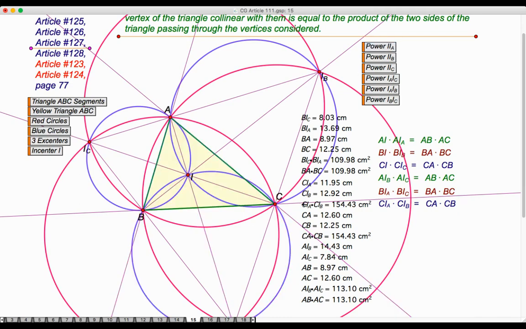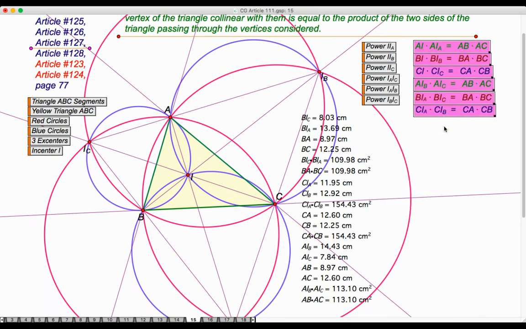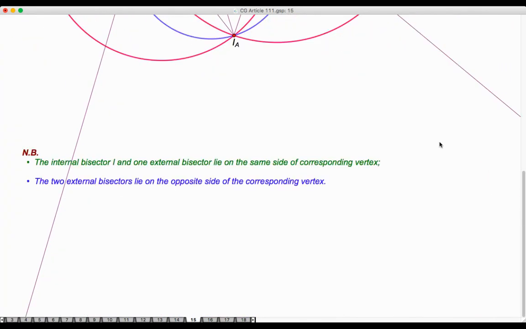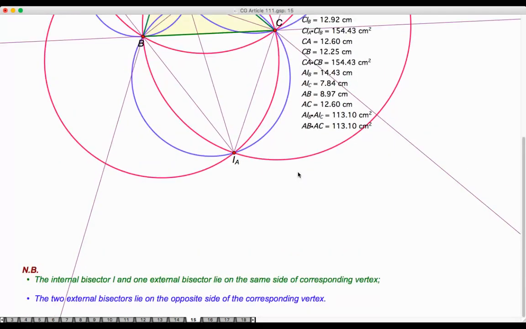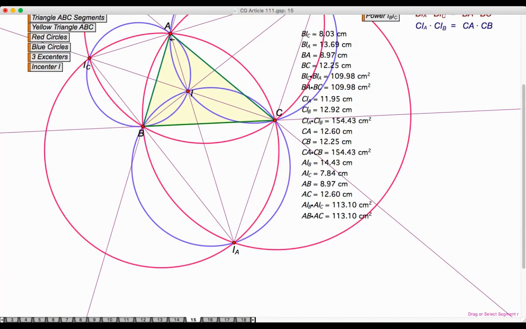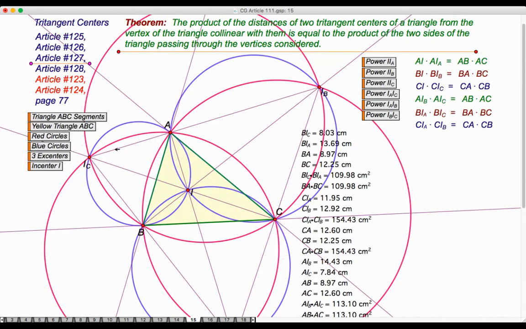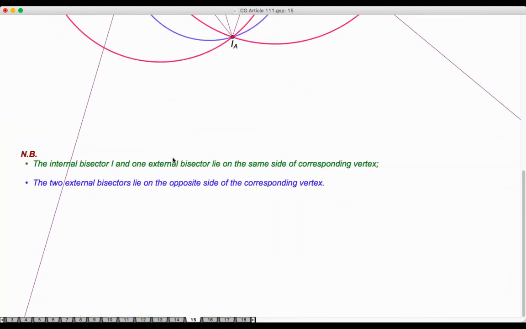And those are the 6 circles. And these are the powerful results of it. Let us observe that the internal bisector and one external bisector lie on the same side of the corresponding angle, meaning to say that A, I and I sub A are on the same side of this particular point A, whereas I sub B and I sub C lie on opposite sides of A. That's what this observation is.